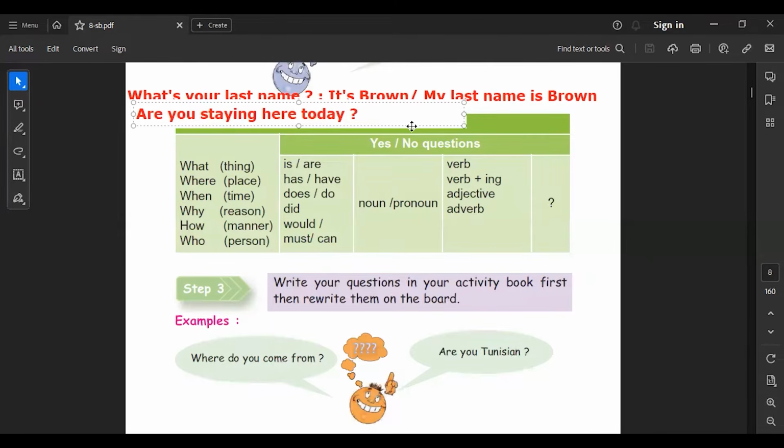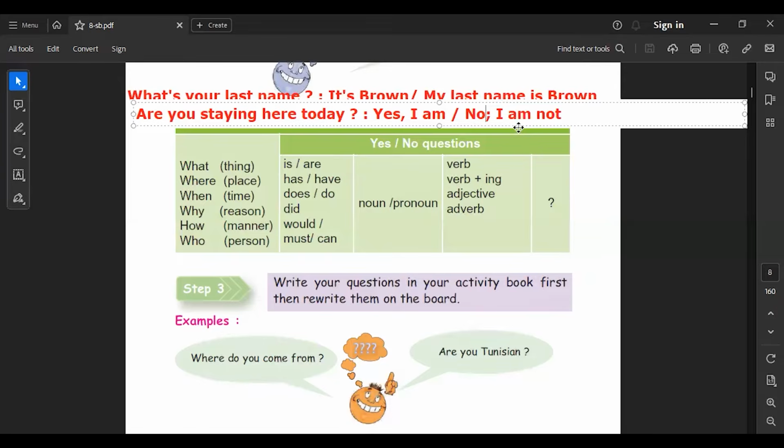Since the question starts with verb to be, are you staying here today? So yes or no. Okay. So the answer is going to be, for example, yes, I am. Or if it is no, we say no, I am not, or I'm not, if you're going to use the short form of verb to be. So yes, I am, or no, I'm not. Okay. So this is it.